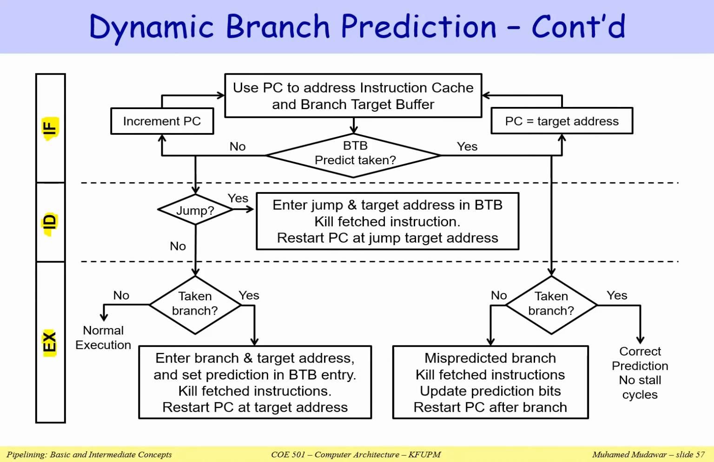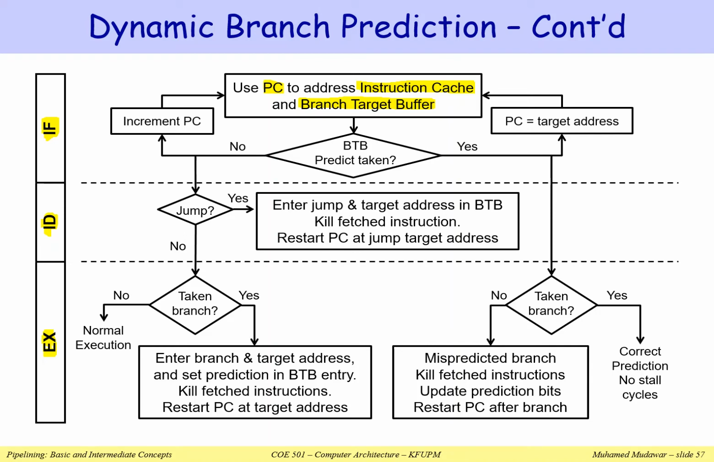Now, during the first stage of the pipeline, we have the program counter. This program counter PC register is used to address both the instruction cache and the branch target buffer. So the same address is sent to the instruction cache to fetch the instruction, and the same address is used to address the branch target buffer to see if there is an entry that matches the PC address.